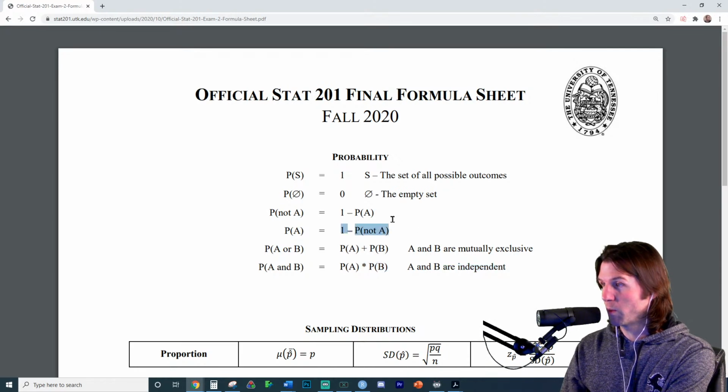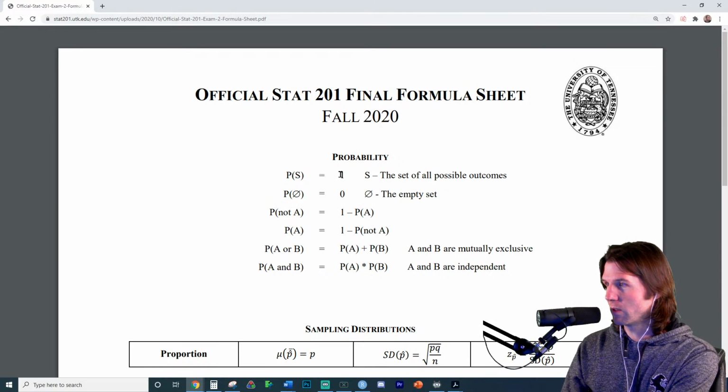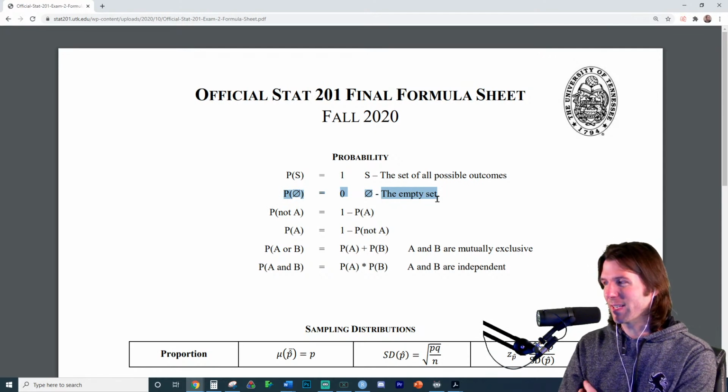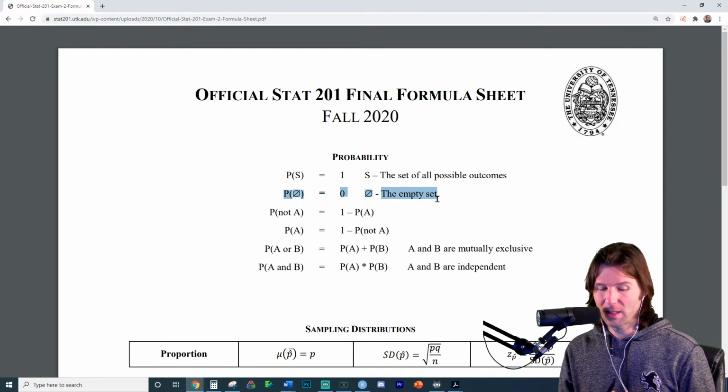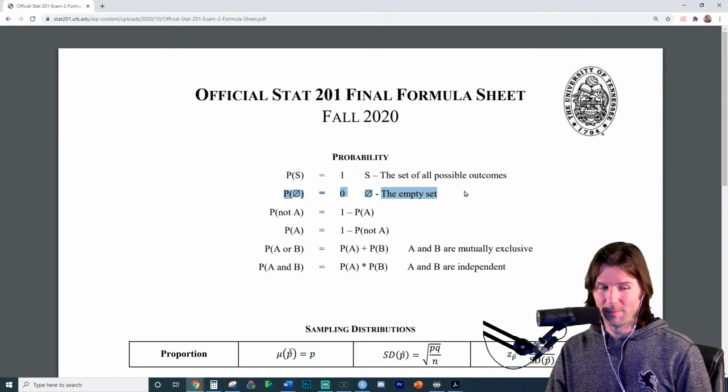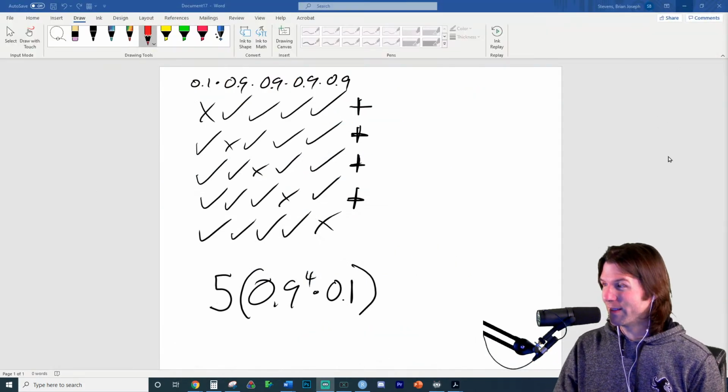And then you have the complement rule right here, kind of in two separate ways. And you have the set of all probabilities is equal to 1 because it's everything that can occur. And then you have here the empty set, which we haven't talked about much. It's not going to be on the test. It's just saying the probability of things that can't occur is 0. So things that don't occur, don't occur. I guess it's an important rule for probability.